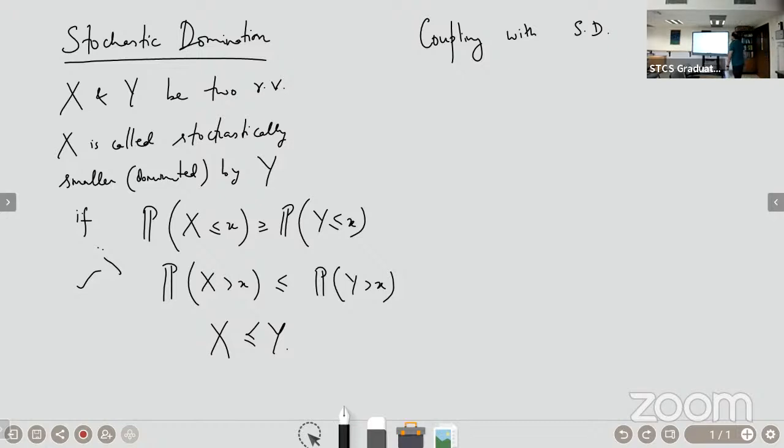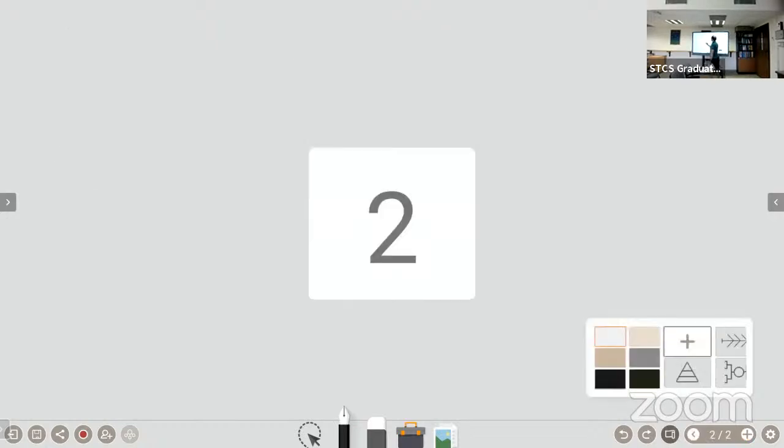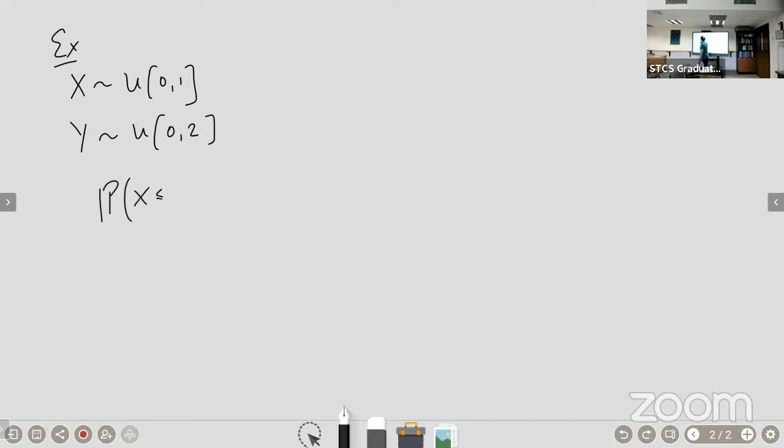Give me an example from 0 to 1 and from 1 to 2. For example, X is uniform between 0 and 1, Y is uniform between 0 and 2. So what is the probability of X being less than little x? The same is true for Y being less than x.